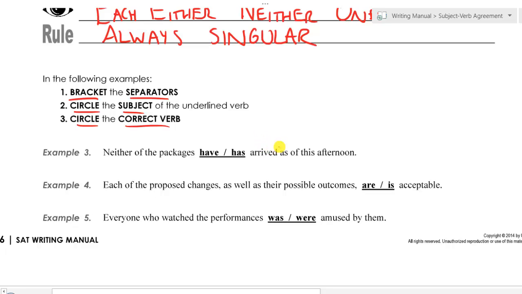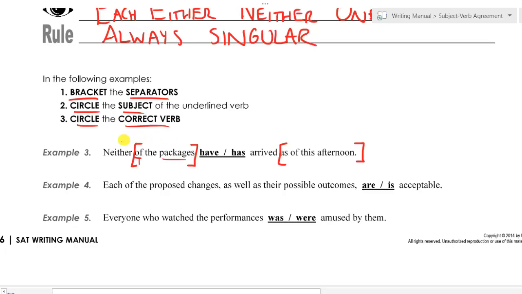So in example 3, neither of the packages have/has arrived as of this afternoon. Notice that we do have a prepositional phrase separator here, beginning with this preposition of and ending with the object of the preposition, packages. So I'm going to bracket that. I'm also going to bracket as of this afternoon. That is also a prepositional phrase separator.